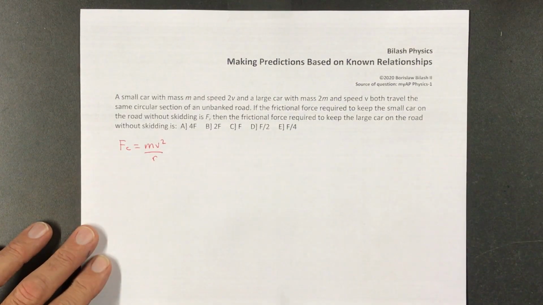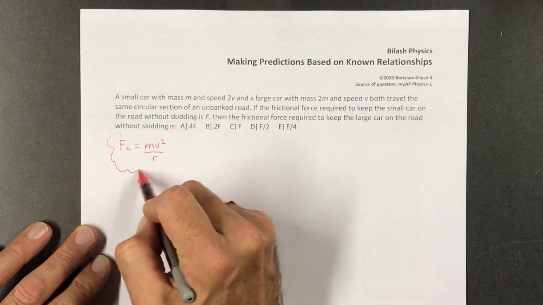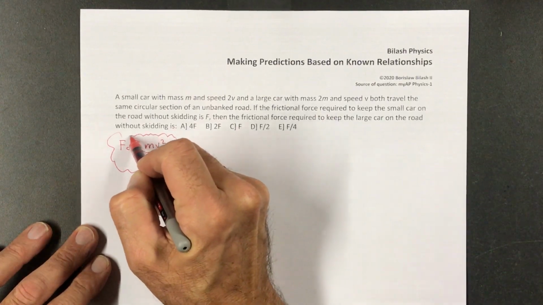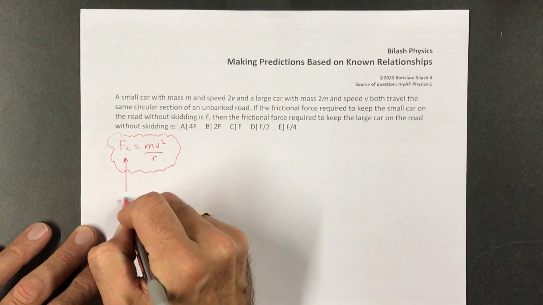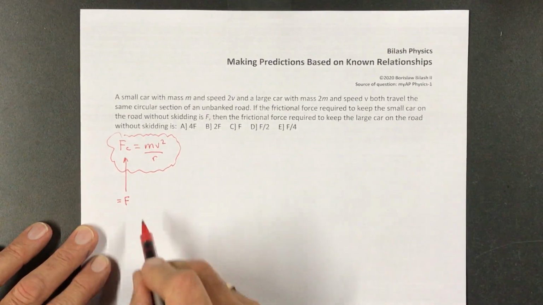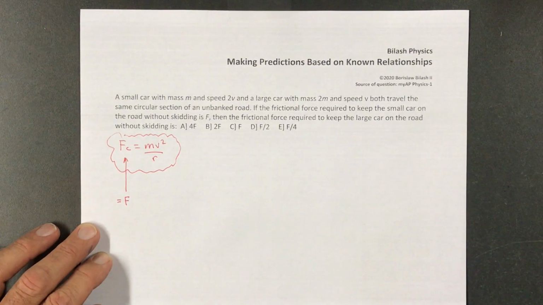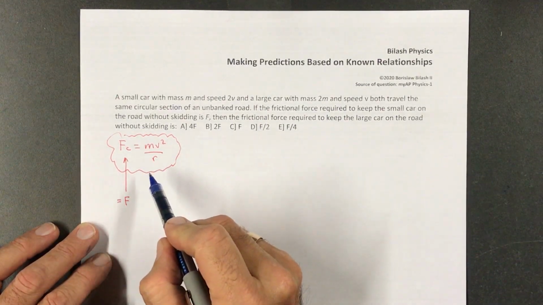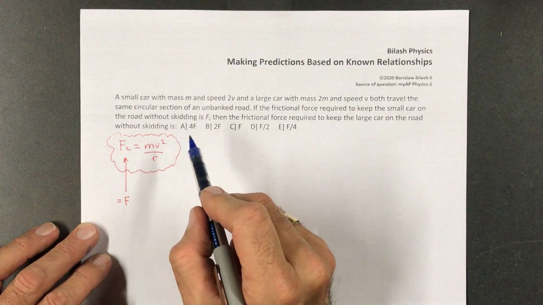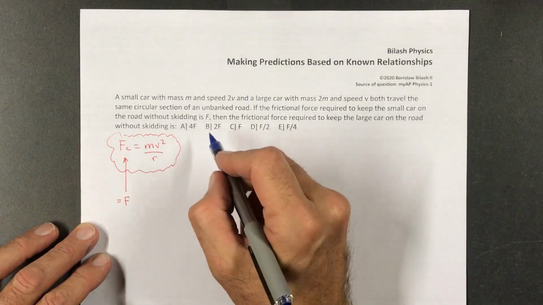So that is the formula that describes both the small and the large car. So I've identified the known relationship. And of course right here, that is going to be equal to the force of friction, which we're going to label as F. So now we want to take this known relationship and apply it to the small car and then apply it to the large car.